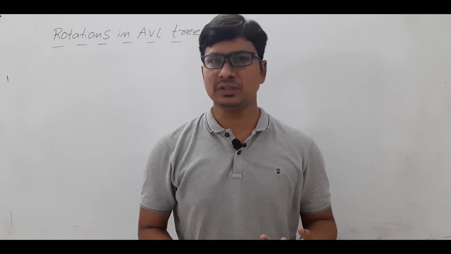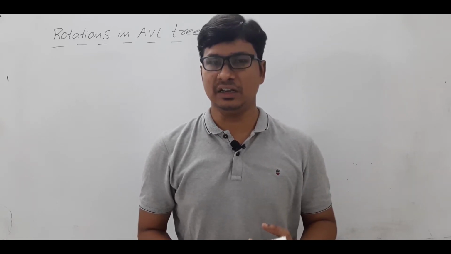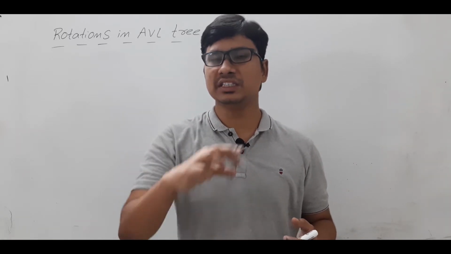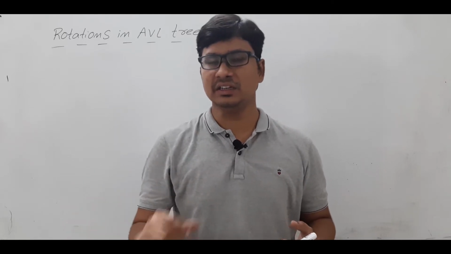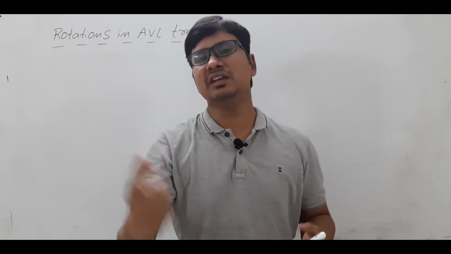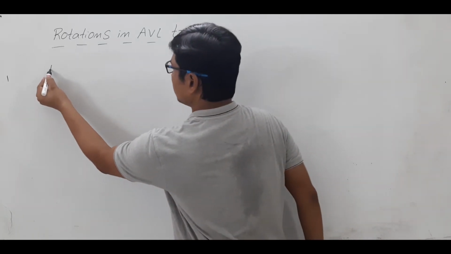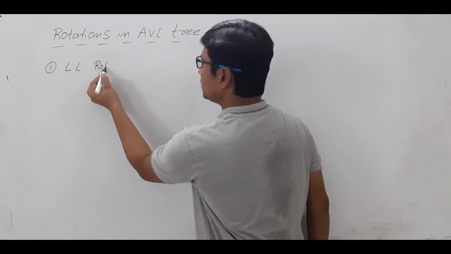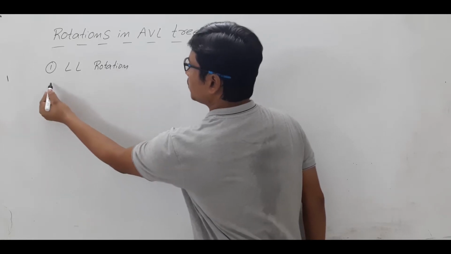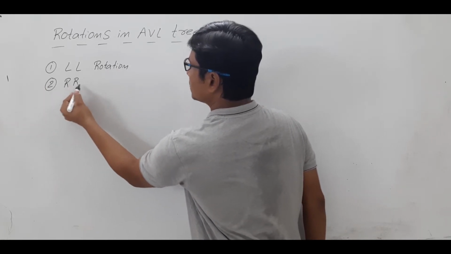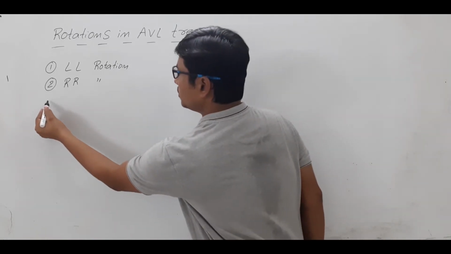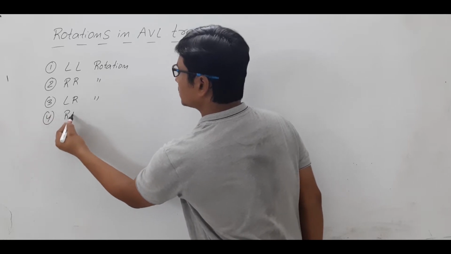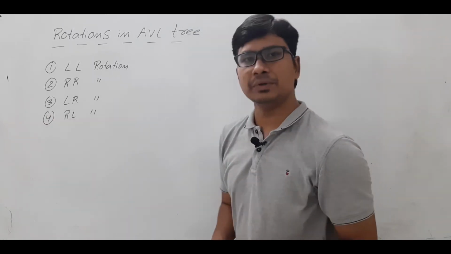In this video, I want to discuss various rotations in the AVL tree. We have 4 rotations in the AVL tree: LL rotation, RR rotation, LR rotation, and RL rotation, where L is left and R is right. Let me write them down so that you will understand.